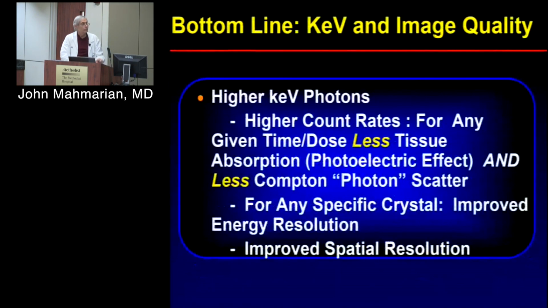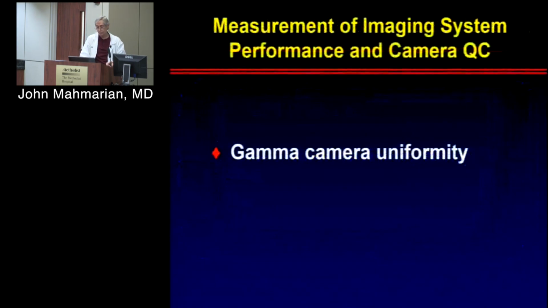So, with higher kV photons, we get less tissue absorption in the body. Therefore, we have less photoelectric effect. We also have less Compton scattering, and therefore we get better images overall. And we also get improved energy resolution with higher energy photons and improved spatial resolution. And again, I talked a little bit about some of the other issues that are important with spatial resolution.